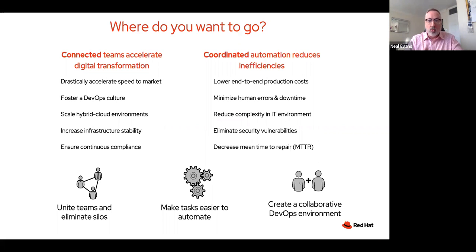And secondly, with coordinated automation, you can reduce inherent inefficiencies whilst lowering end-to-end production costs, minimize errors and downtime, reduce complexity in IT environments, but also eliminate security vulnerabilities and decrease mean time to repair. A good automation strategy, or dare I say it, automation platform, will unite teams and eliminate siloed operations, and importantly, foster a collaborative DevOps culture. All this and make tasks easier to automate. Automation empowers IT to be a better partner to the business, and by doing so, shows greater value.